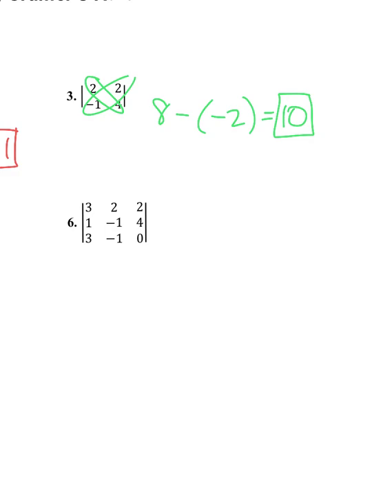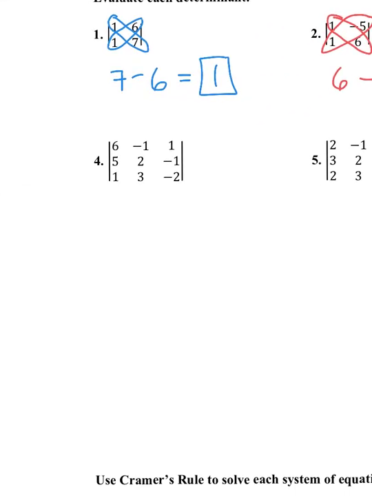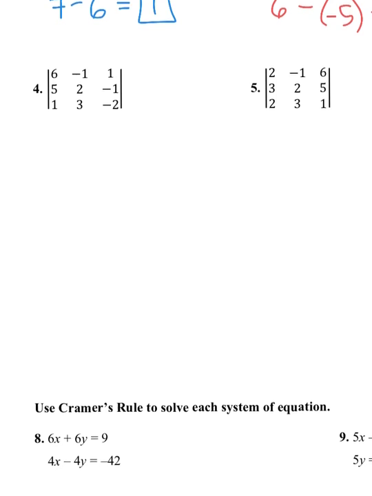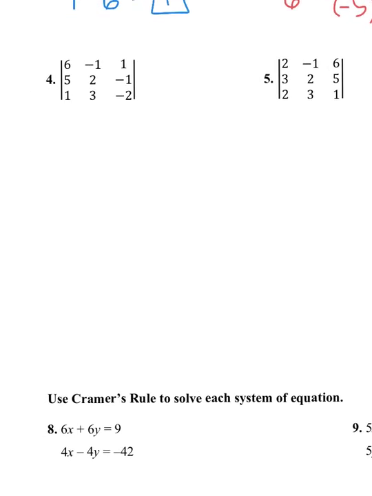All right, let's go ahead and try it now with our 3 by 3. Now the 3 by 3 is a bit tougher. So to help us out, your first step is to rewrite the first 2 columns next to the matrix C. So for example, number 4, I would write 6, 5, 1 for the first column, and -1, 2, and 3 for the second column.